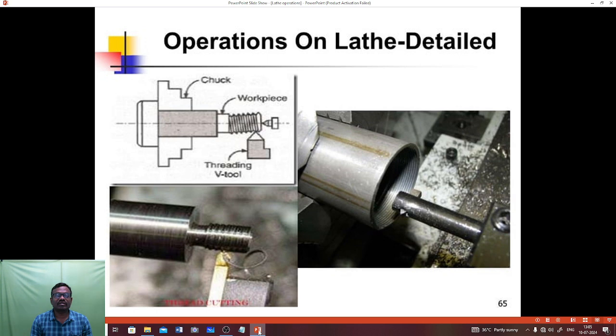So these are the diagrams indicating the operation on lathe. In the first diagram, threading with a V tool. Threading using a V tool is explained, and thread cutting is explained with the original motion.